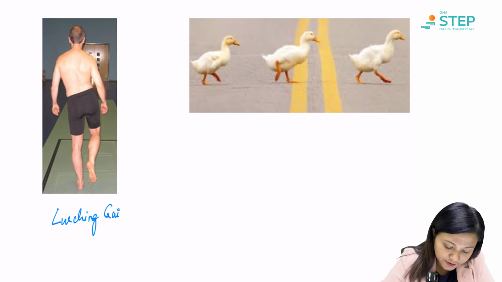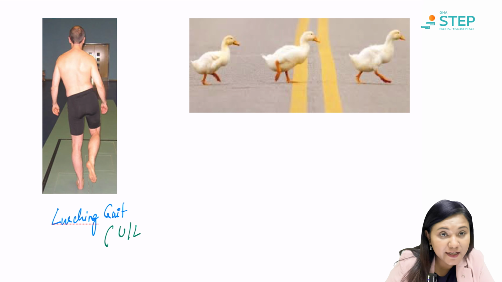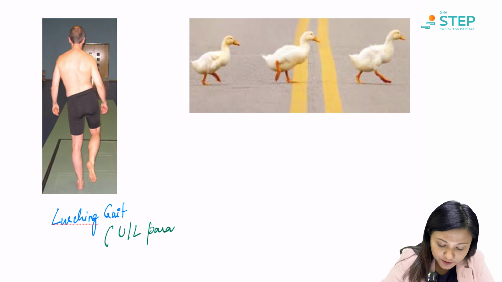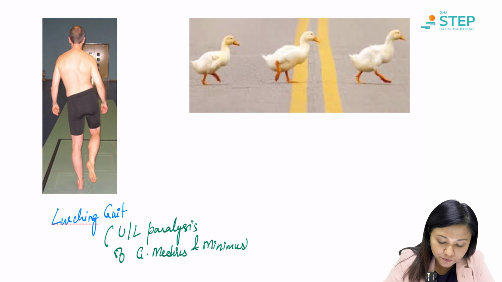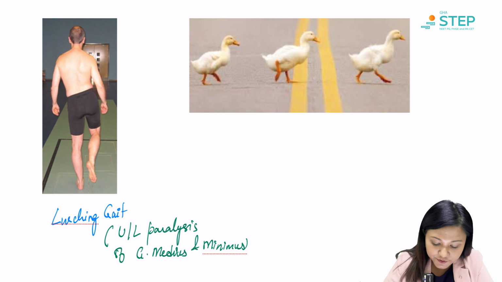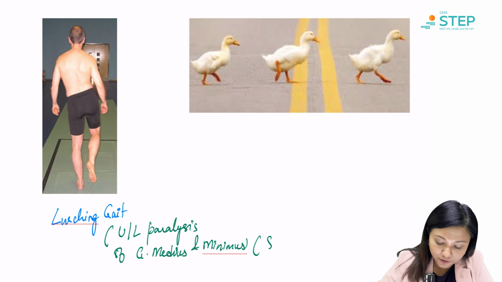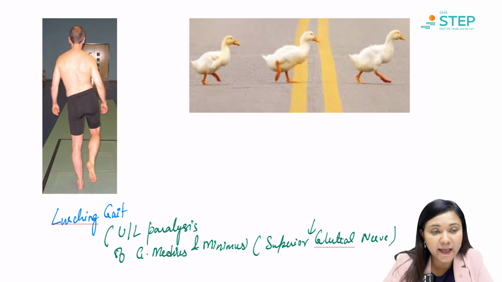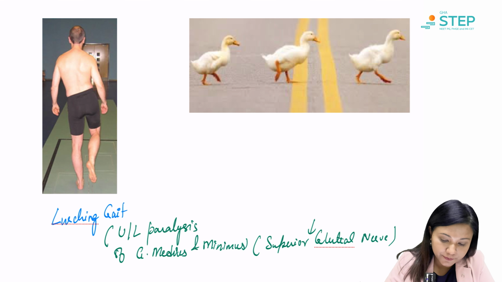That is a positive Trendelenburg sign, and it is found in unilateral paralysis of gluteus medius and minimus, supplied by the superior gluteal nerve. So if there is unilateral injury to the superior gluteal nerve, then the gait is the lurching gait.